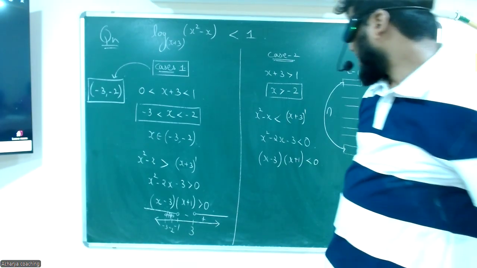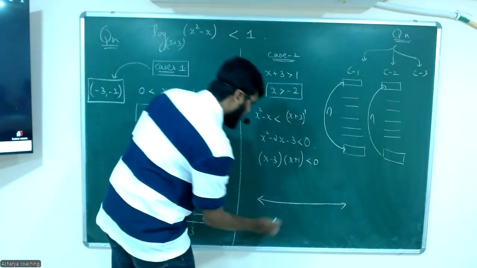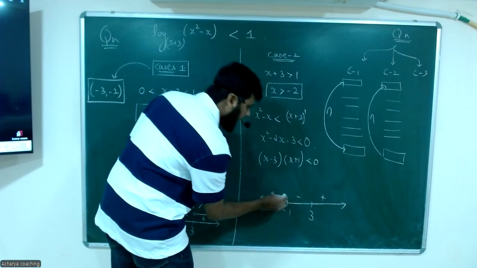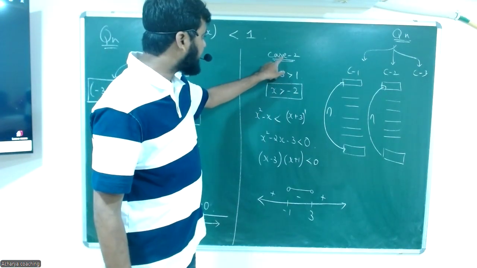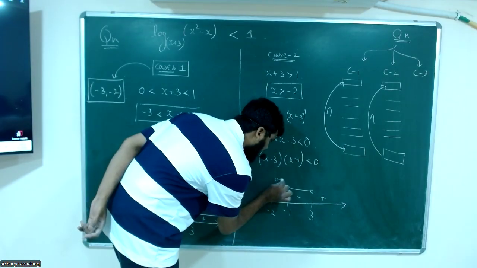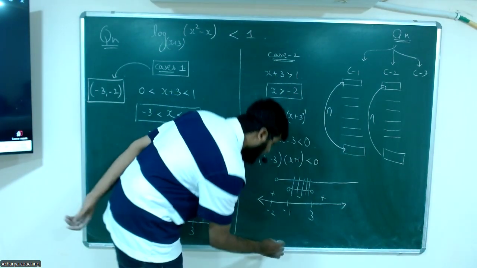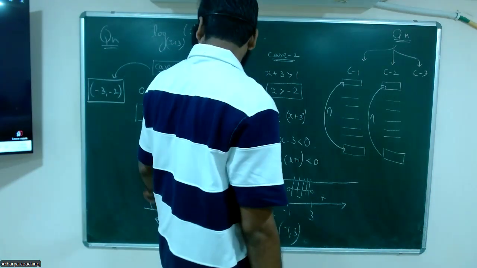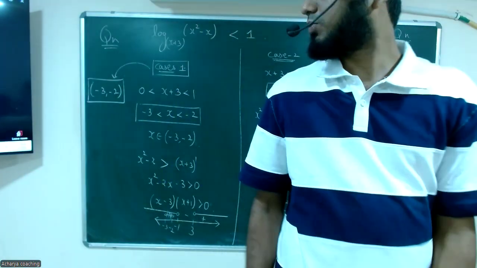Okay. And similarly for case 2. So here we have minus 1, 3, plus minus plus. Here we have negative, which means this region. And from where we started, x should be greater than minus 2. So minus 2 is here. Greater than minus 2 means this entire region. So what is the common? This is the common. So common is minus 1 to 3. So the answer for case 1 is minus 3 to minus 2. The answer for case 2 is minus 1 to 3.